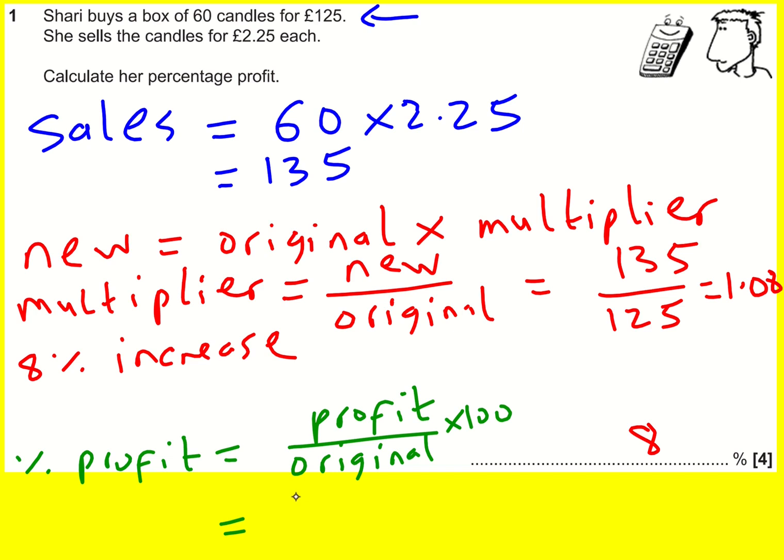So the profit's going to be 135 minus 125. And that, by the way, even if you just write, you get a mark just for finding the profit. And then I'm going to divide by 125 times by 100, and that will also give me 8%.